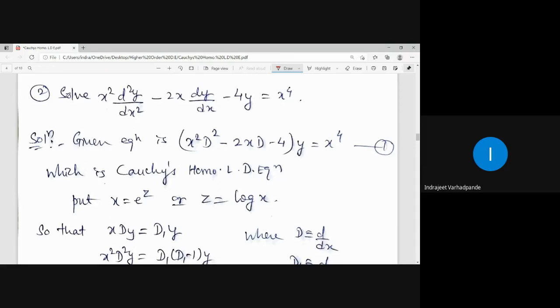The next example related to Cauchy's homogeneous linear differential equation is: solve x square into d2y by dx square minus 2x into dy by dx minus 4y is equal to x to the power 4.